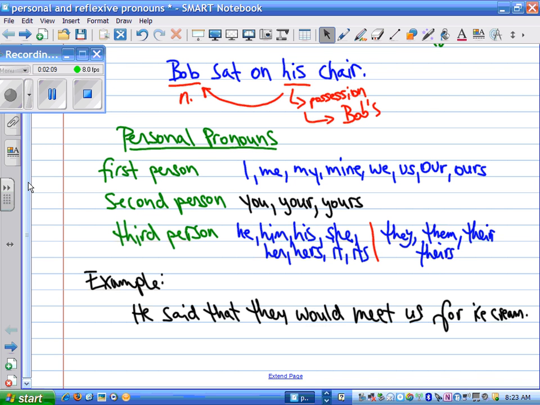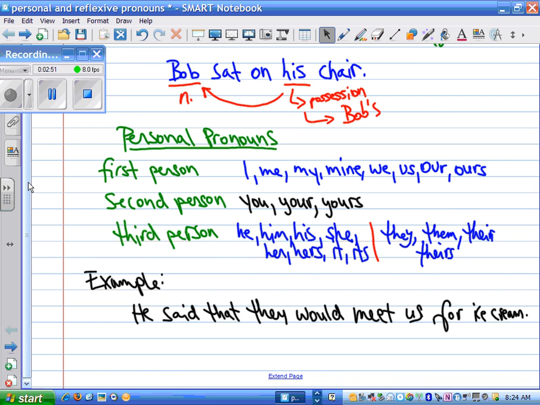Okay? So first person: I, me, my, mine, we, us, our, and ours. Second person pronouns: you, your, and yours. And if we're thinking about the plural forms of the second person pronouns, they are the same forms: you, your, and yours. Our third person pronouns: he, him, his, she, her, hers, it, and its. And then the plural forms: they, them, their, and theirs.